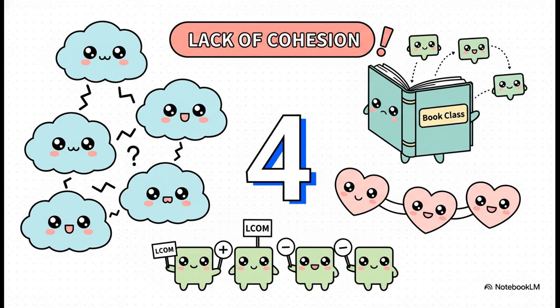We had 7 disconnected pairs, that was P, and 3 connected pairs, Q. So P minus Q gives us an LCOM of 4. Now, the rule of thumb is pretty simple. If LCOM is a positive number, it's a sign of a lack of cohesion. This number, 4, is telling us that our book class might be a good candidate for some refactoring. Maybe we could split it into smaller, more focused classes.